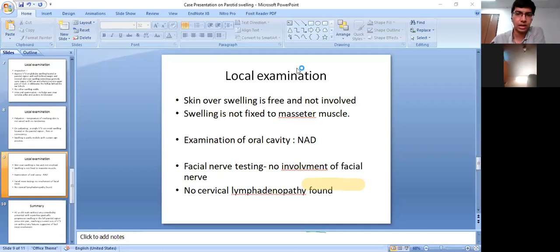So how do you check for skin and masseter involvement? Again, the same concept as it was in the breast part. What is the test you will do for skin involvement and masseter involvement?